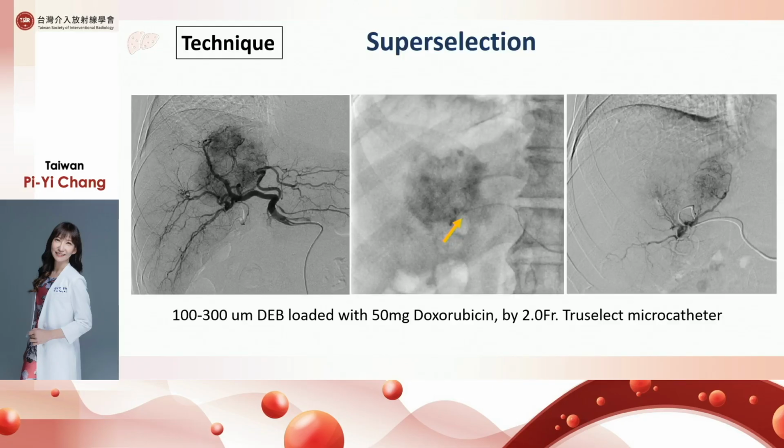Then, I would like to mention the technique, because when we do DAPTase, actually we have to do super selection. So this is a good candidate because we can see the hypervascular part, but we have to super select each blood vessel, the feeder vessels. So I chose the True Select microcatheter.